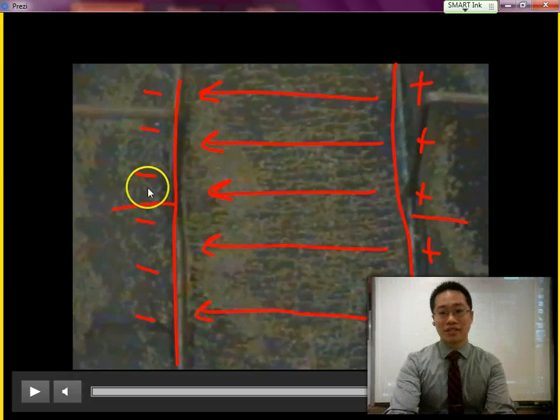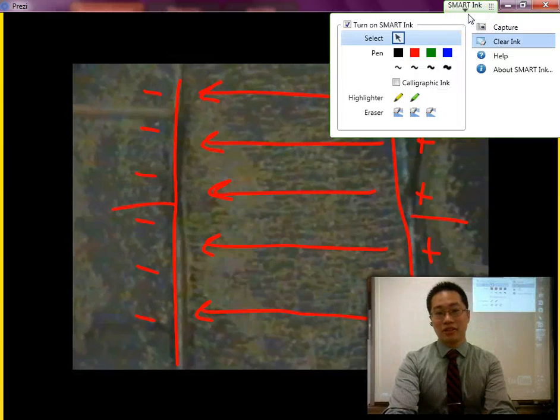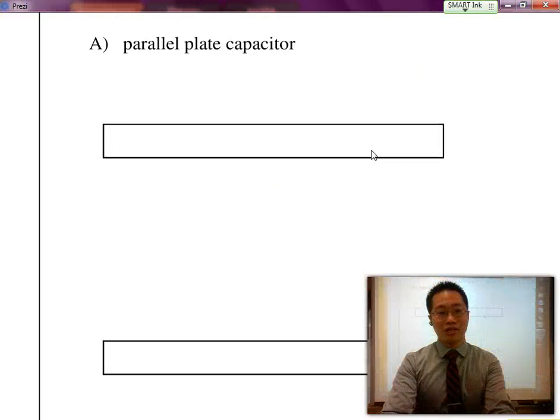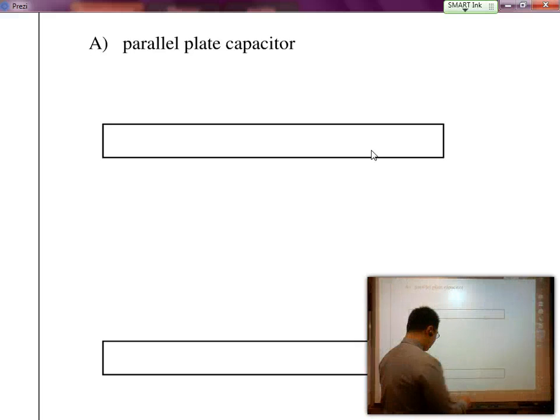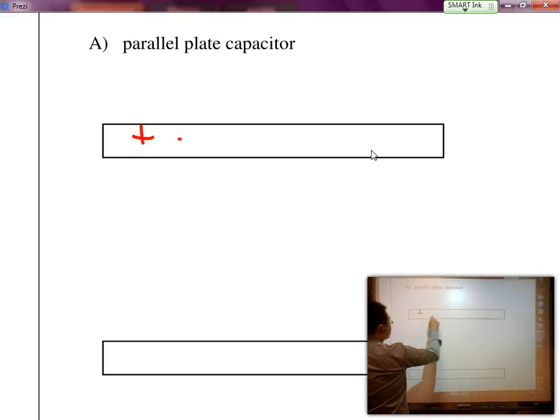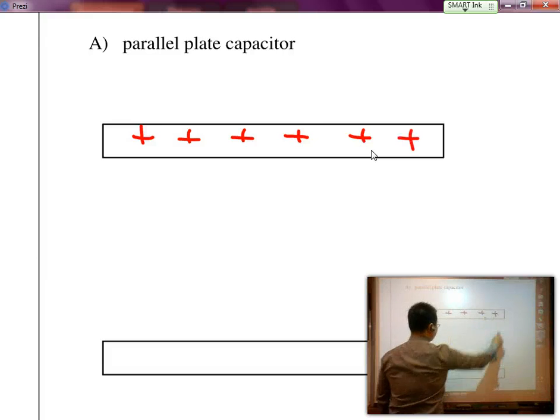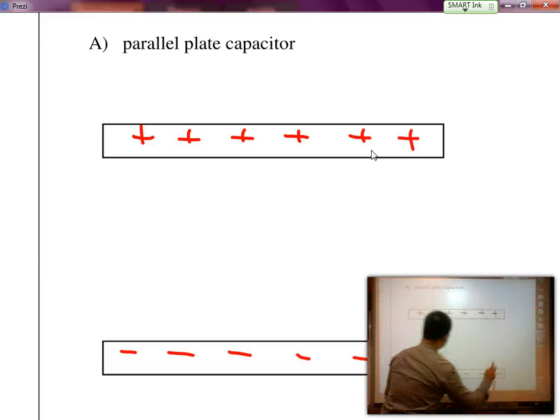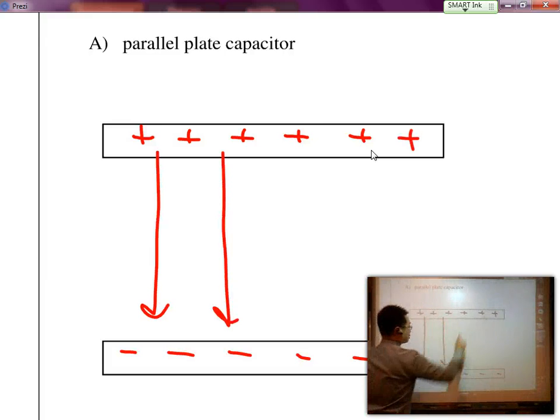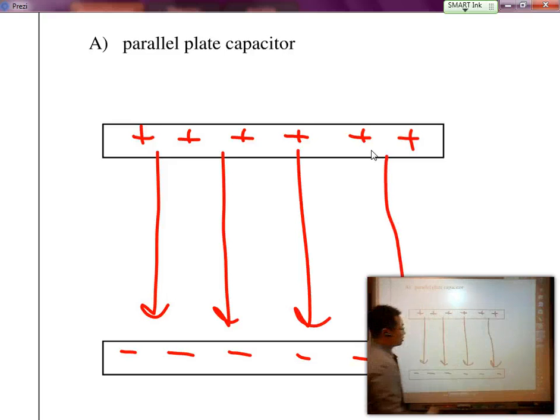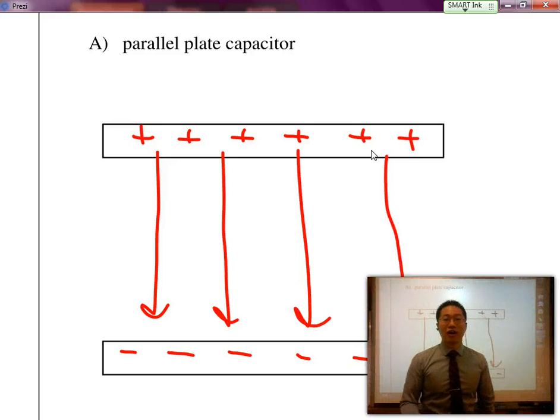Now, the reason that's significant is because all those lines are evenly spaced together. So if we draw it here from another point of view, one plate is positively charged, one plate is negatively charged, and we have those electric field lines going straight down, well, mostly straight.